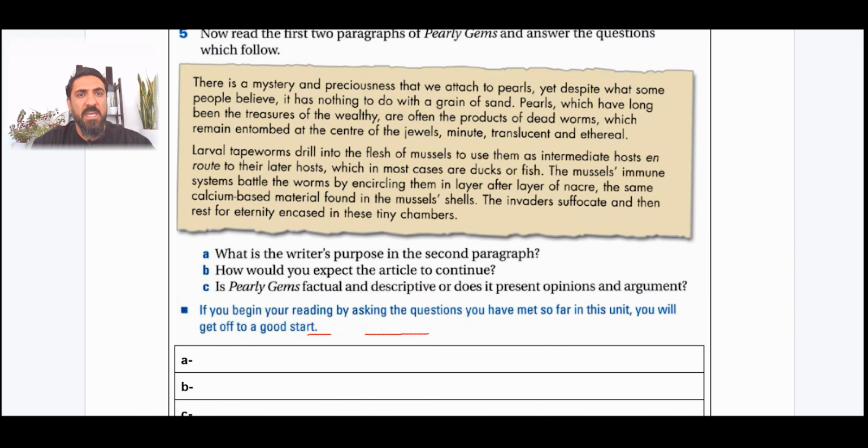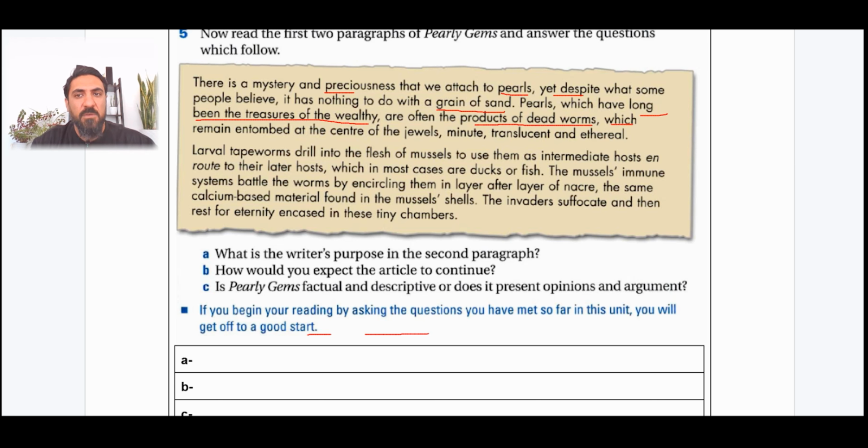There is a mystery and preciousness that we attach to pearls. It means pearls are mysterious. Yet, despite what people believe, it has nothing to do with a grain of sand. It means it has nothing to do with sand and the shore and the seaside. Pearls, which have long been the treasure of the wealthy, it means pearls have been something that wealthy people use a lot throughout history, are often the products of dead worms. It means dead worms are the creatures which make these pearls.